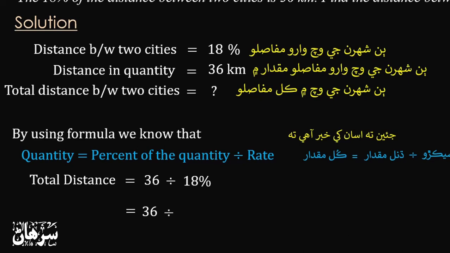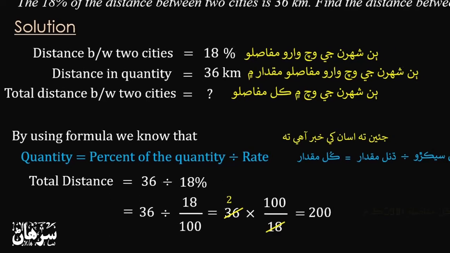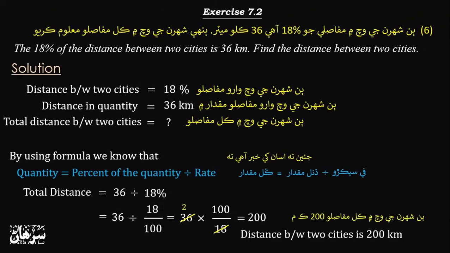Now 36 into 18% means 18 by 100. 18 out of 100. Now you solve this equation. To solve, divide: you have to shift 100 above and 18 down. Now divide by 18. 36 is divided 2 times by 18. Now 100 into 2 is equal to 200. Distance between two cities is 200 km.